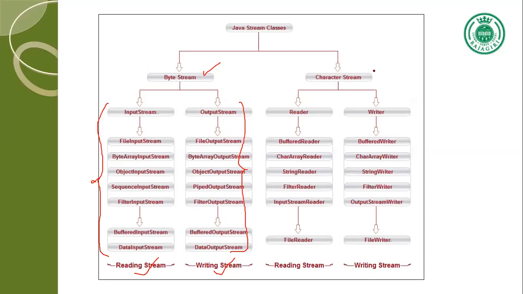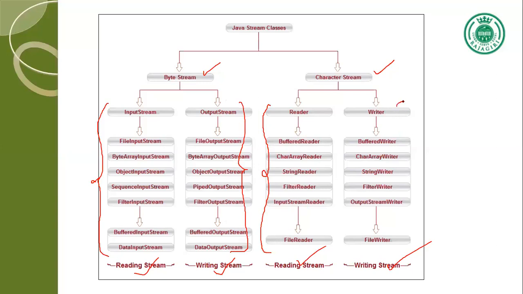And then you have the main categorization called character stream. In character stream also, you have both the reading stream and the writing stream. If you want to read it as characters, not as bytes, you can use any of these: buffered reader, character array reader, string reader, filter reader, or input stream reader, file reader.